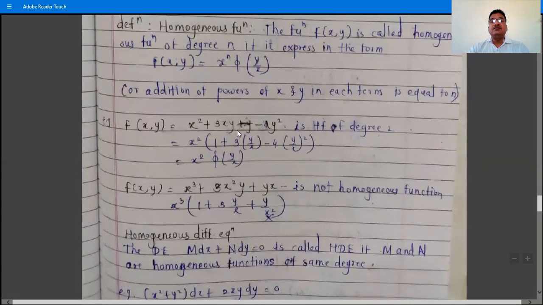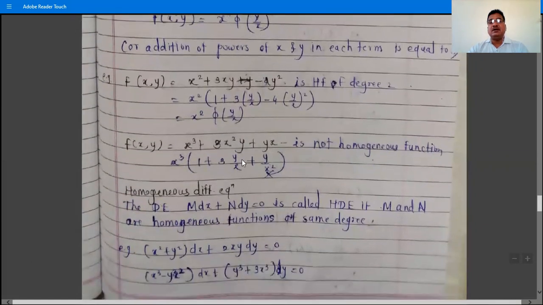Okay. So if we take x cube common from this, what do we have? 1 plus 3 y by x plus (y by x) square.